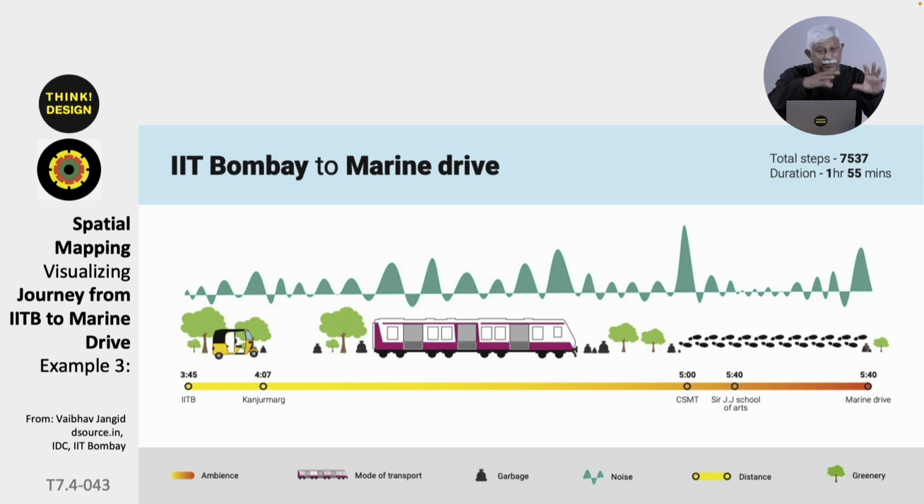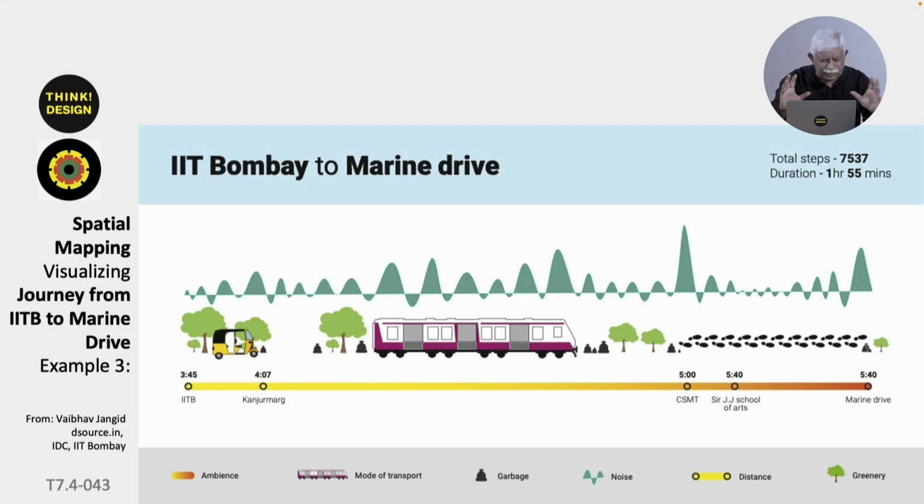And he's also put greenery around, wherever you could find greenery. Okay, so that's something which you can make out from this. At the starting, IIT is full of greenery, but when you go to town, it's not so much greenery over there. Okay, and he's got also the distance covered.